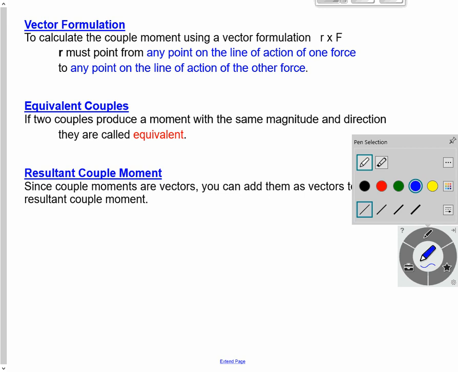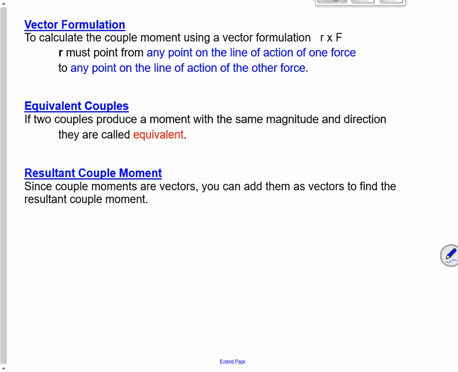All right, to calculate the couple moment using a vector formulation, R must point from any point on the line of action of one force to any point on the line of action of the other force. Two couples are called equivalent if they produce a moment with the same magnitude and direction. Since couple moments are vectors, you can add them as vectors to find the resultant couple moment.